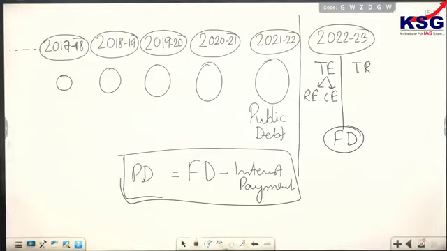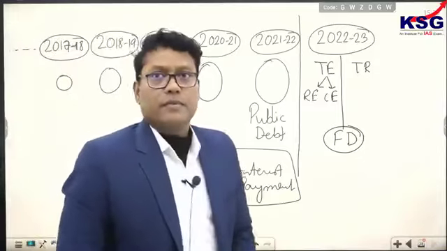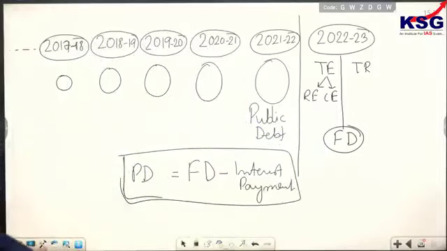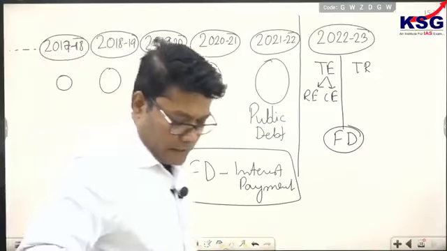A reduction in primary deficit is reflective of the government's efforts at bridging the fiscal gap during a fiscal year. Just check. Clear to all? Fine.